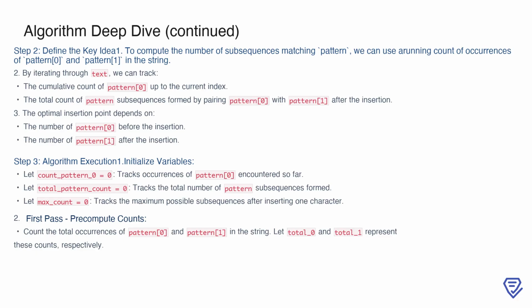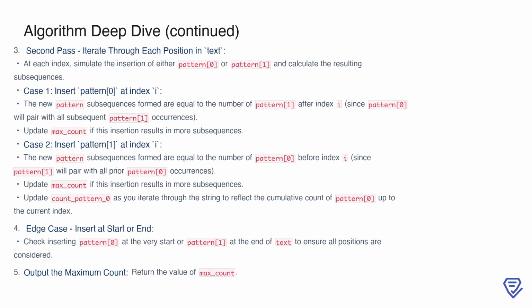To execute the algorithm, we initialize variables to track these counts, one for occurrences of pattern 0 so far, another for the total number of pattern subsequences formed, and a third to keep track of the maximum possible count. We also start by pre-computing the total number of pattern 0 and pattern 1 characters in text for efficiency. Once the pre-computations are complete, we perform a second pass through text to evaluate each possible insertion point.